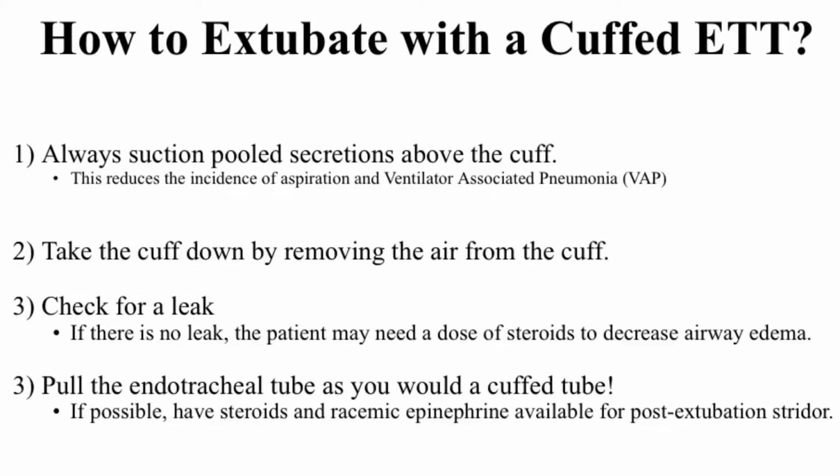How to extubate with a cuffed endotracheal tube. 1. Always suction pooled secretions above the cuff. This reduces the incidence of aspiration and ventilator-associated pneumonia. Take down the cuff by removing the air from the cuff. Check for a leak. If there is no leak, the patient may need a dose of steroids to decrease airway edema. Pull the endotracheal tube as you would an uncuffed tube. If possible, have steroids and racemic epinephrine available for post-extubation stridor.